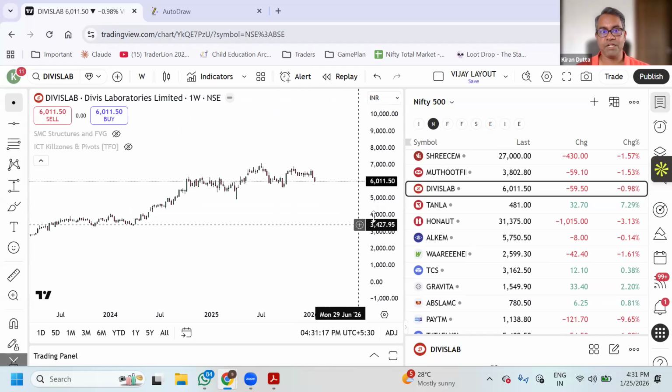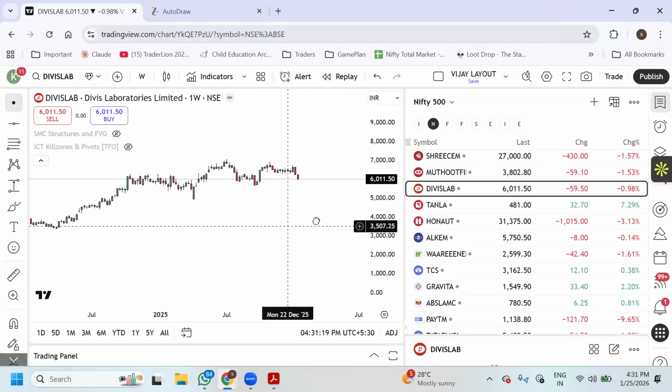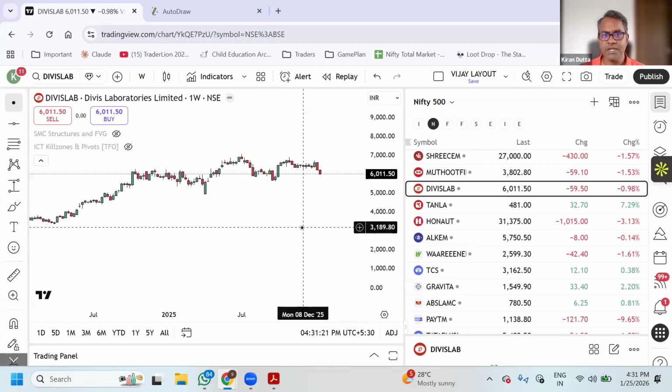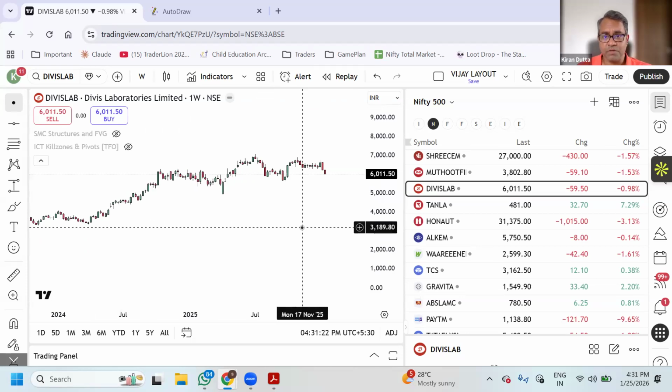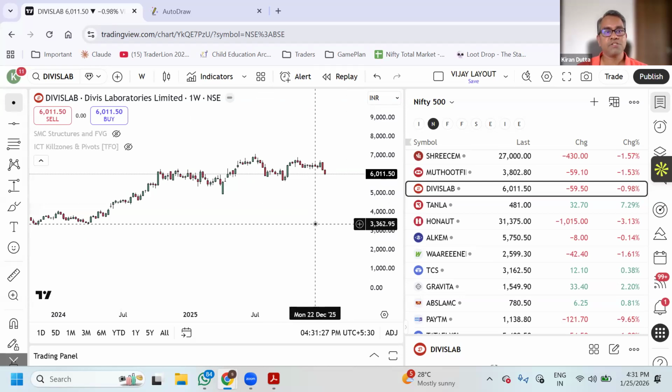Now tell me what is happening in Divis. It's a sideways movement, a consolidation zone, right? Not much of a movement, so where can we take the entry here, right? We cannot take the entry. Okay, so this is what is happening.